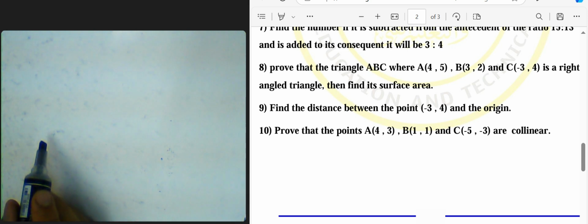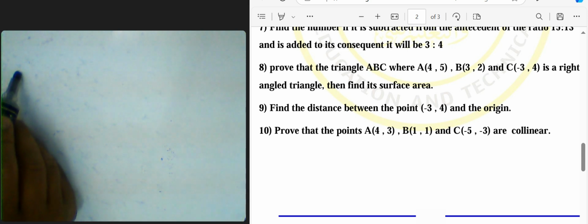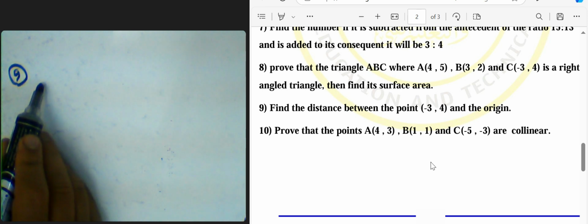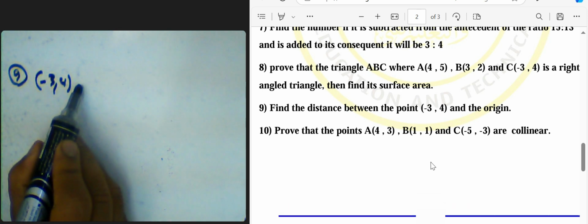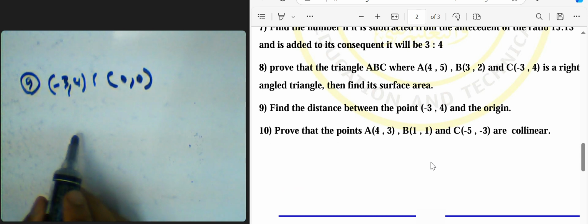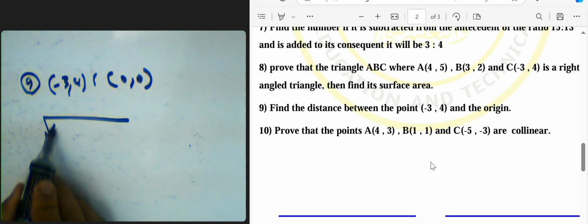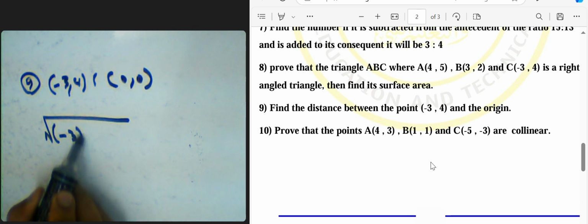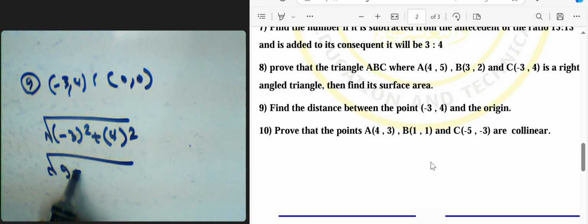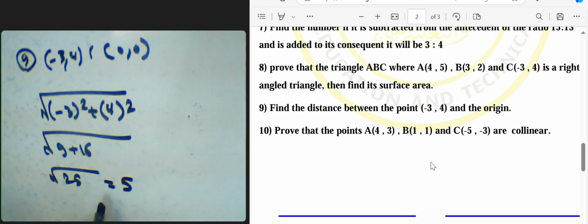Next question, number 9. Find the distance between the point and the origin point. We have point negative 3 and 4, and origin point 0 and 0. Then we can find the length between them by using the rule. Negative 3 minus 0 will be negative 3, and 4 minus 0 will be 4, power 2. The result will be 9 plus 16. It will be 25. The result will be 5 length units.